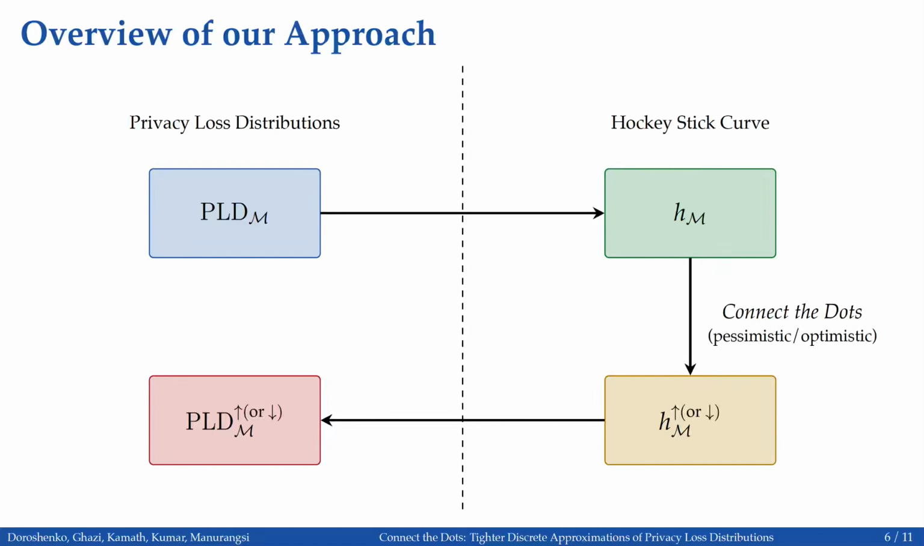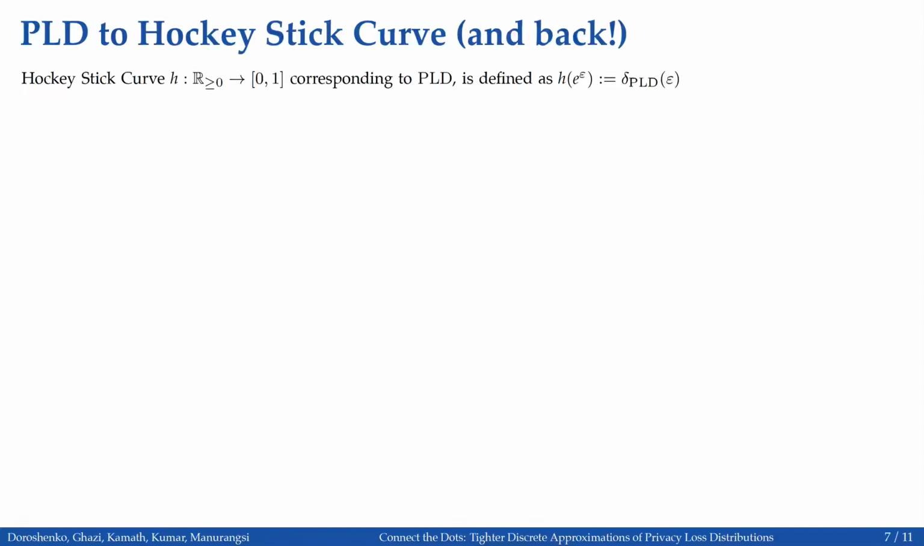I will describe our approach in this talk, starting with how to translate back and forth between privacy loss distributions and hockey stick curves. For any given PLD, its corresponding hockey stick curve is a function h such that h of e to the epsilon is the e to the epsilon hockey stick divergence of the PLD. This is simply a reparameterization of the delta for epsilon function.